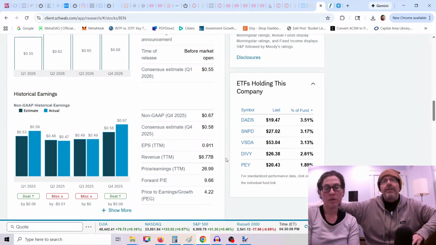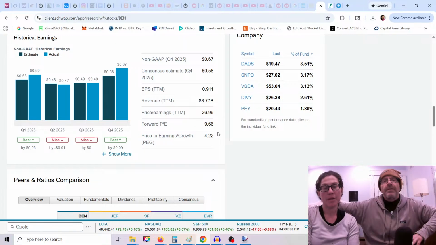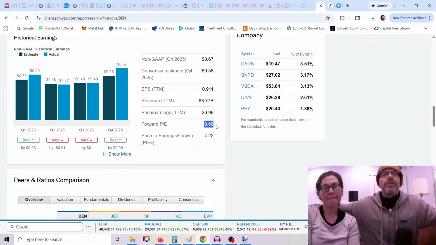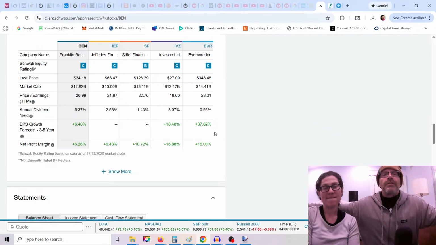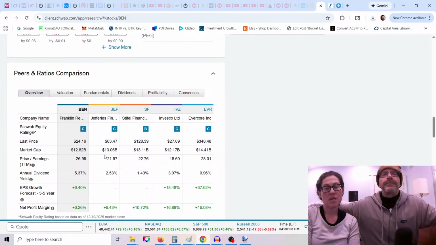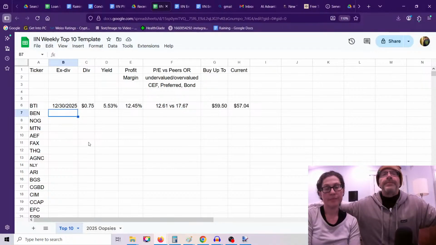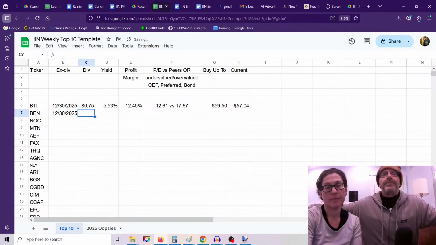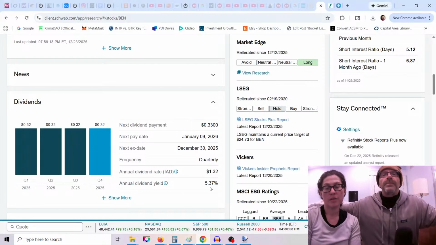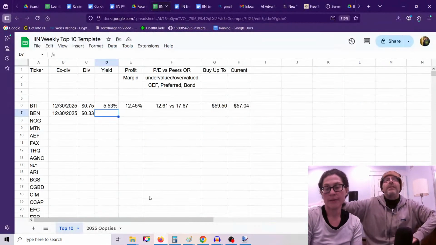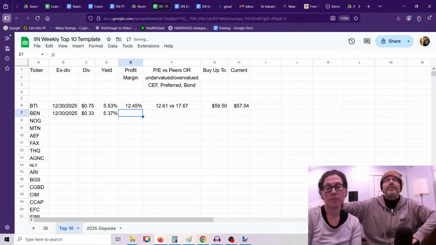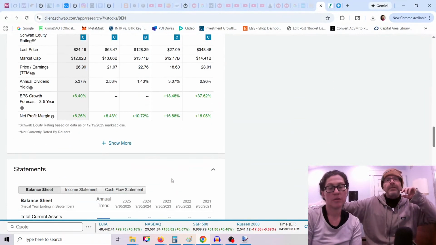The PEG is 9.66. You mean the PE? PE, I'm sorry. Yeah, PE is 9.66. Then scroll down, and it's 6.6. So go back up to the dividend portion and put this one in the chart. Okay, 12/30, $0.33. 5.37. Okay. Profit margin. Profit margin was 6 something. 6.26. 6.26, yeah.